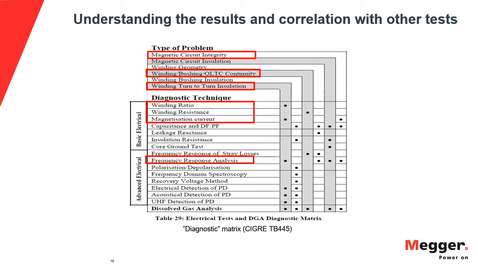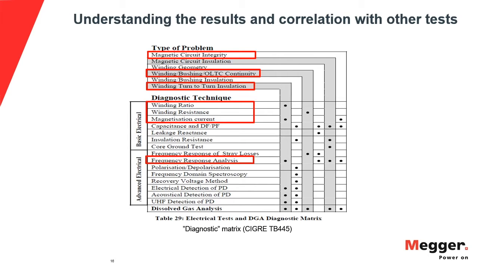So how are those related to TTR? That is easier to explain using this matrix that I got from the technical brochure 445 from CIGRE, a very nice tool again to see that relationship between the different tests and the parts of my transformer. You see in the matrix that when we talk about winding ratio, we are primarily looking at the winding condition, the turn-to-turn insulation, and also the integrity of the core.